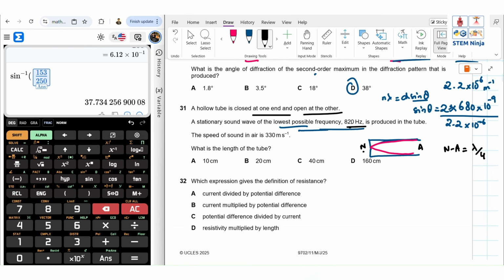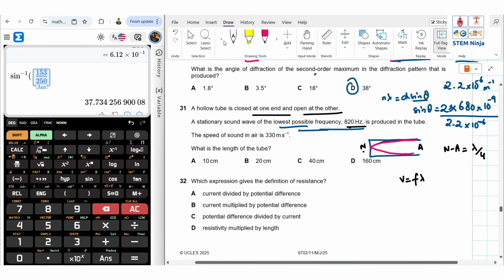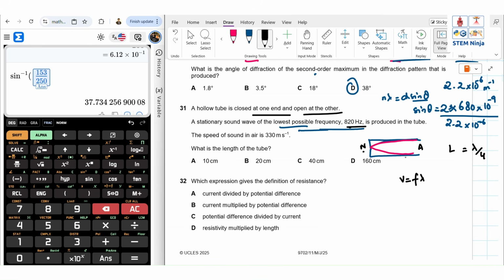So if lambda by 4 is this, let's see what else we need. Fundamental frequency is given as 820 hertz. Speed of sound is this. What is the length of the tube? Okay. So speed is f lambda, right? And lambda, and this thing we can rename it as length of the tube. Basically, this is the length. So lambda is 4L. So we can replace it by that.